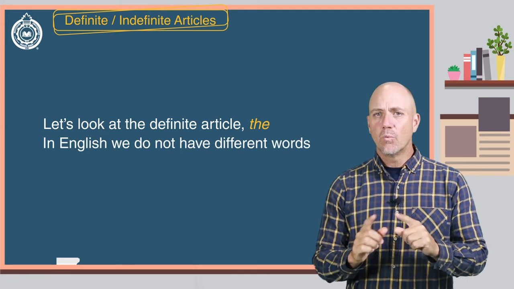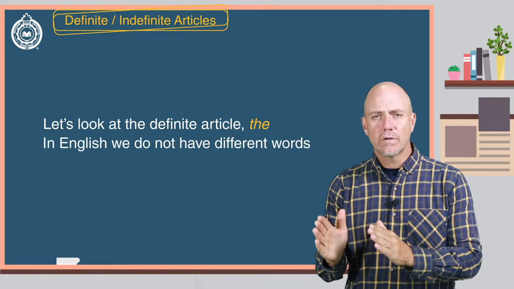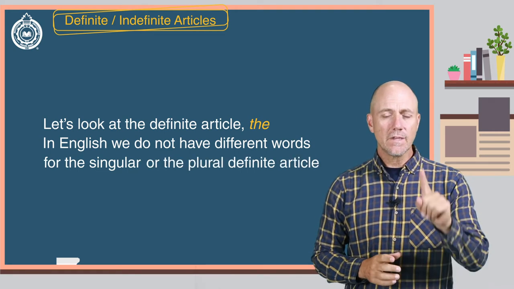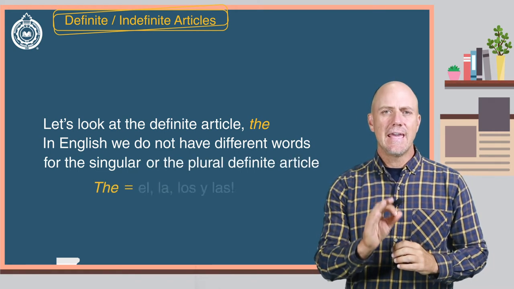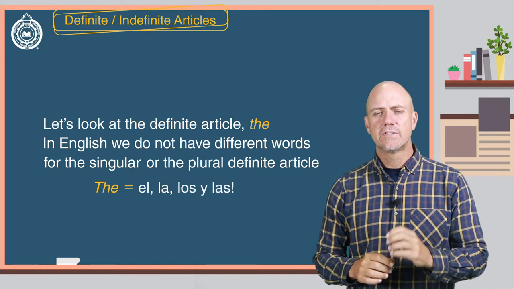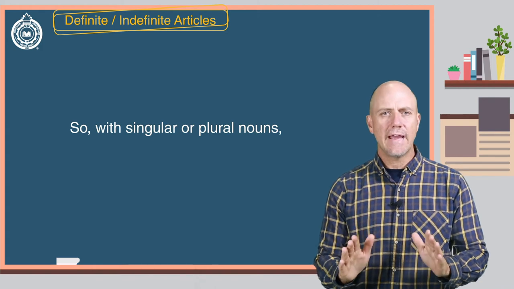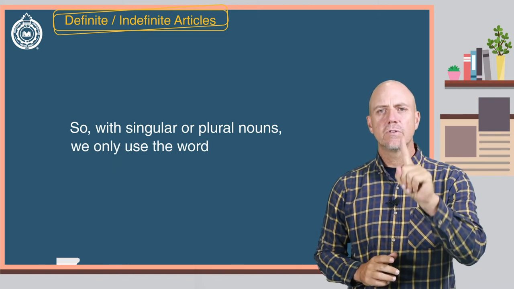In English, we do not have different words for the singular or the plural definite article. The equals el, la, los, y las. So, with singular or plural nouns, we only use the word the.